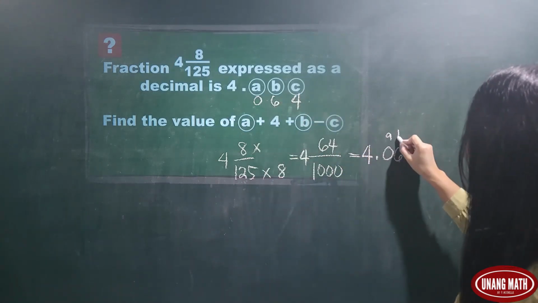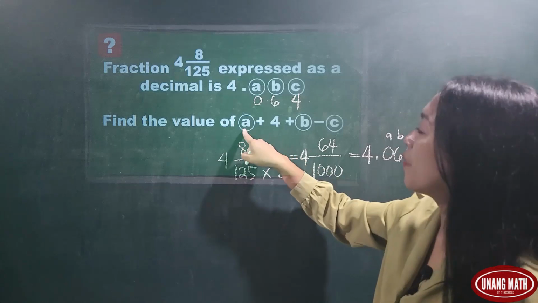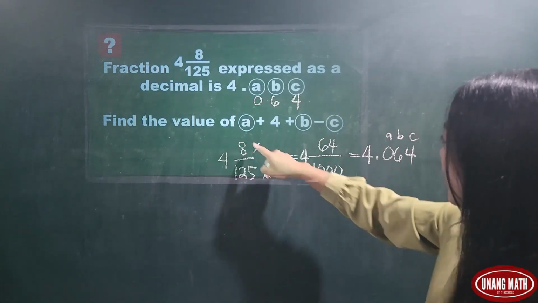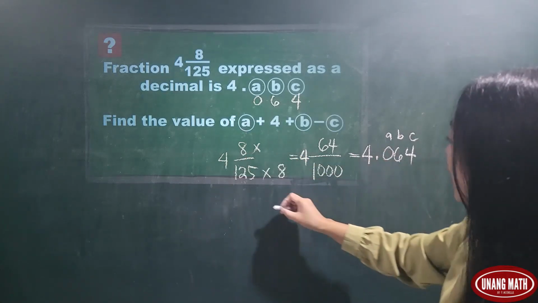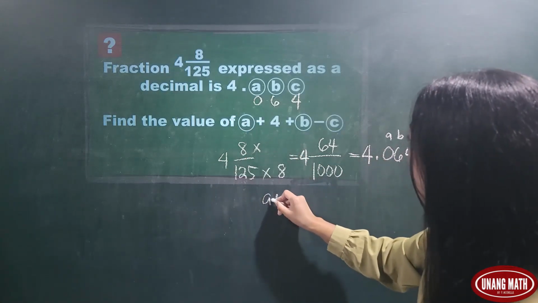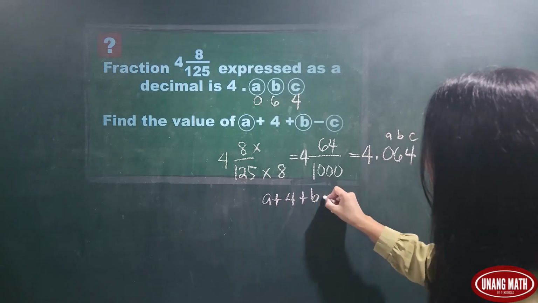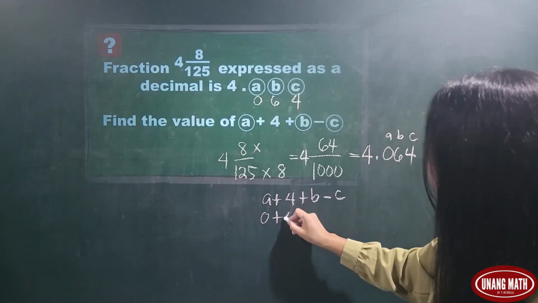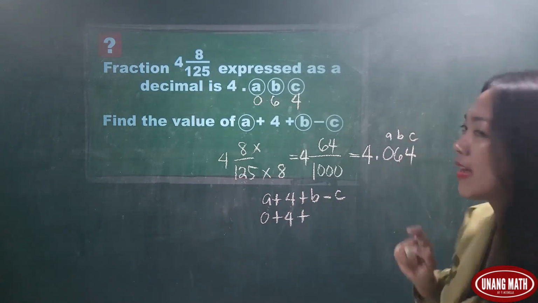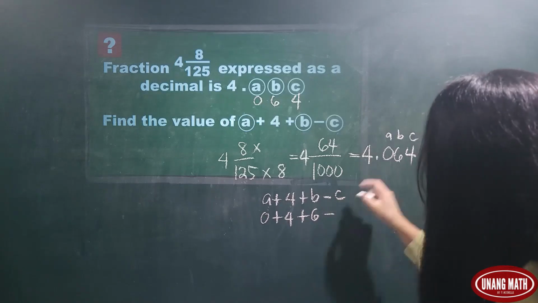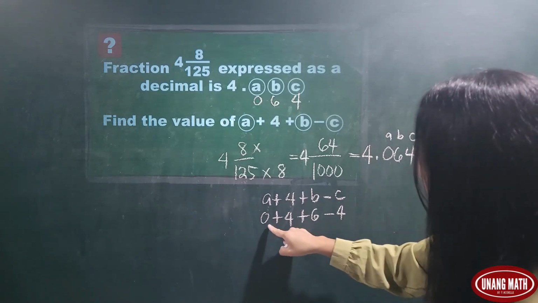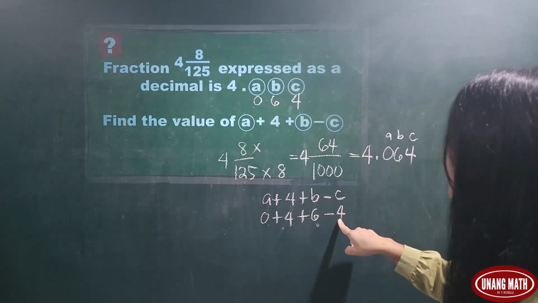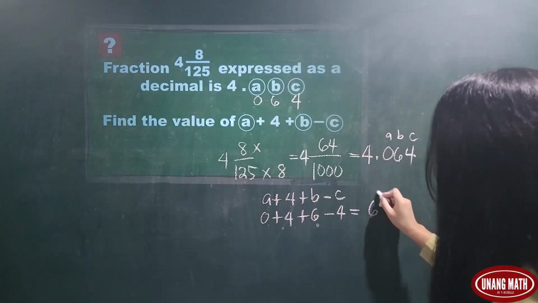So, this is A, B, and C. Okay, now, masasagot na natin kung ano ang A plus 4 plus B minus C. Okay, A here is 0, plus 4 plus B, 6, minus 4. So, 4 plus ang 6, 10. Okay, 10 minus ang 4, the answer here is 6.